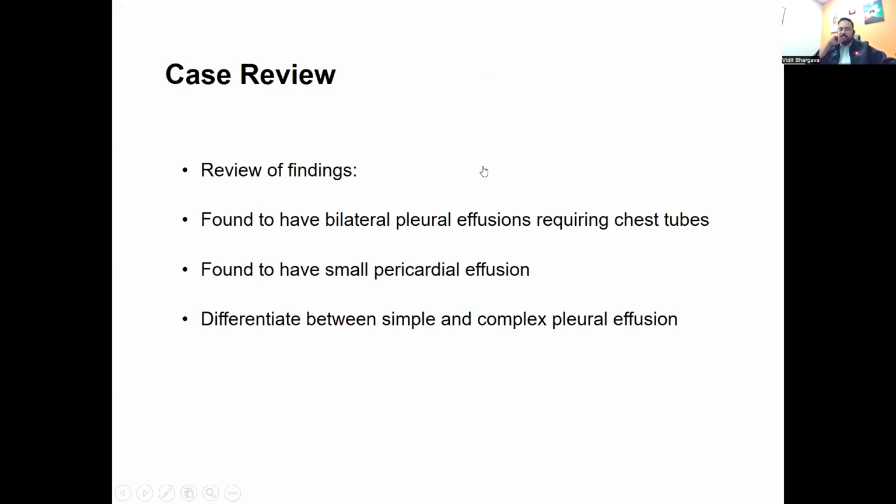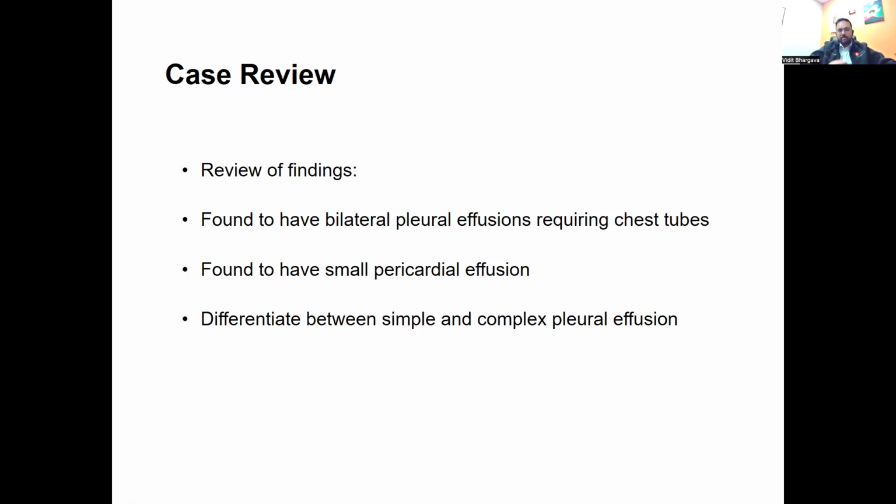And so the patient is found to have large bilateral pleural effusions requiring chest tube, which subsequently, after drainage, there's a significant improvement in the patient's overall exam and need for respiratory support.